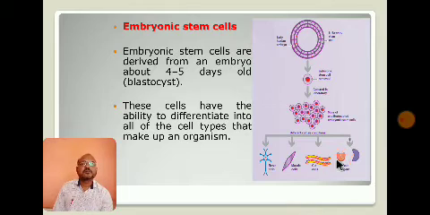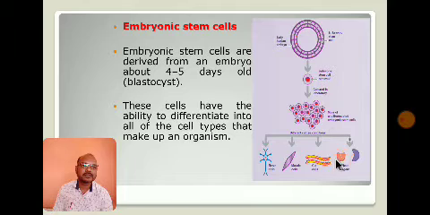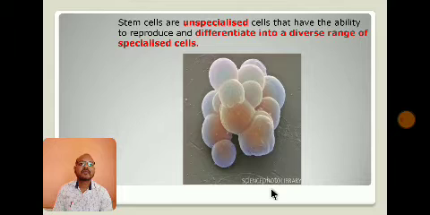Then embryonic stem cells, how they get differentiated. The embryonic stem cells are derived from an embryo about 4 to 5 days old, the blastocyst. These cells have the ability to differentiate into all of the cell types that make a whole organism. And that protocol shows how the whole organs, the gut cells, the muscle cells, neural cells, get differentiated from this early human embryo and whatever the developmental stages going on.